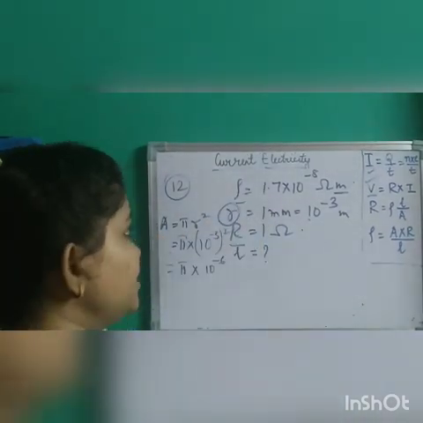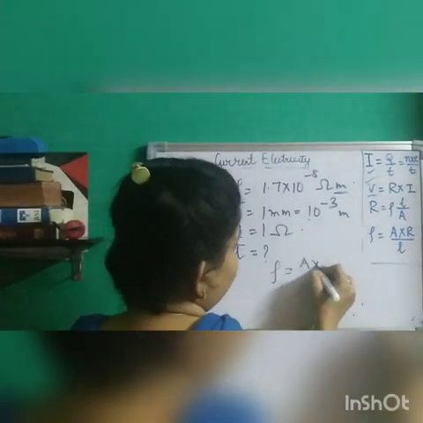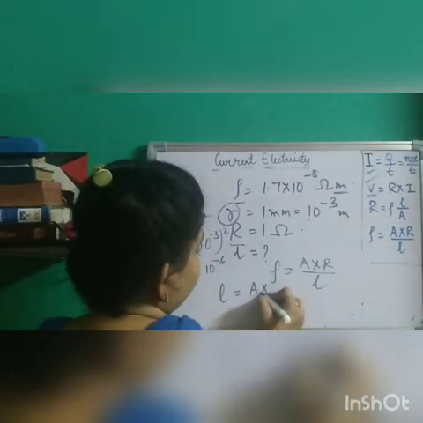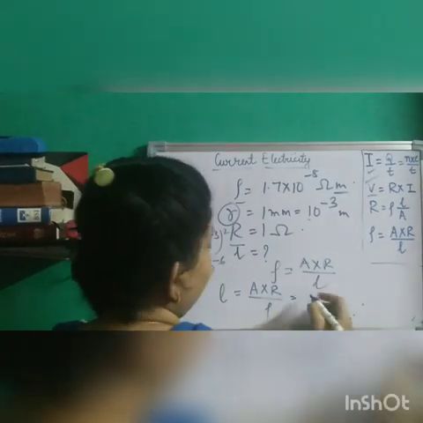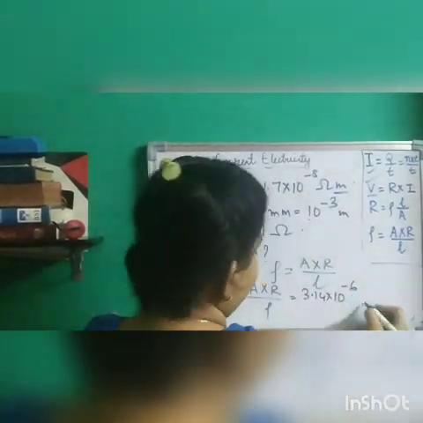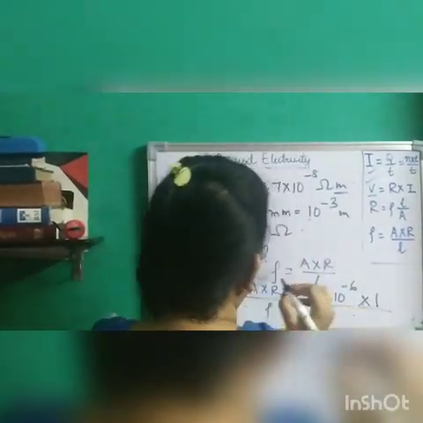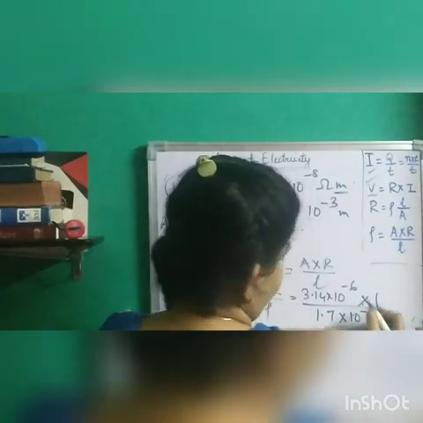With resistance and rho, we can easily find out length. So let us put the formula. Rho is A into R by L. So L will be equal to A into R by rho. Now you can put the value: 3.14 into 10 to the power of minus 6, into the resistance 1, divided by the specific resistance 1.7 into 10 to the power of minus 8.